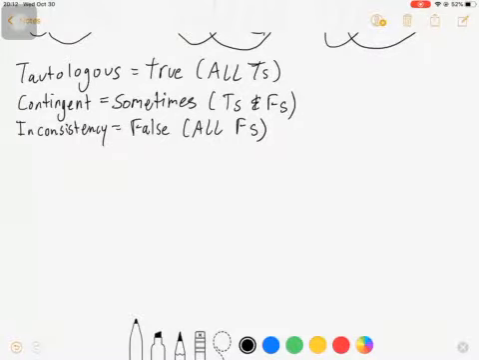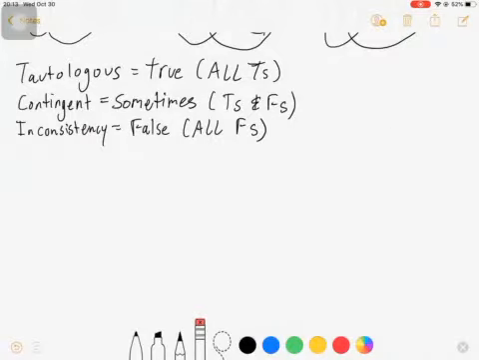So it means that there's no possible state of the world, there's no possible combination of the different letters and the different truth values where anything would ever end up being true. So a quick example of this is A and not A. And I'll actually do this truth table first. This is going to be an inconsistency. There is no possible world on which or in which this would end up being true.